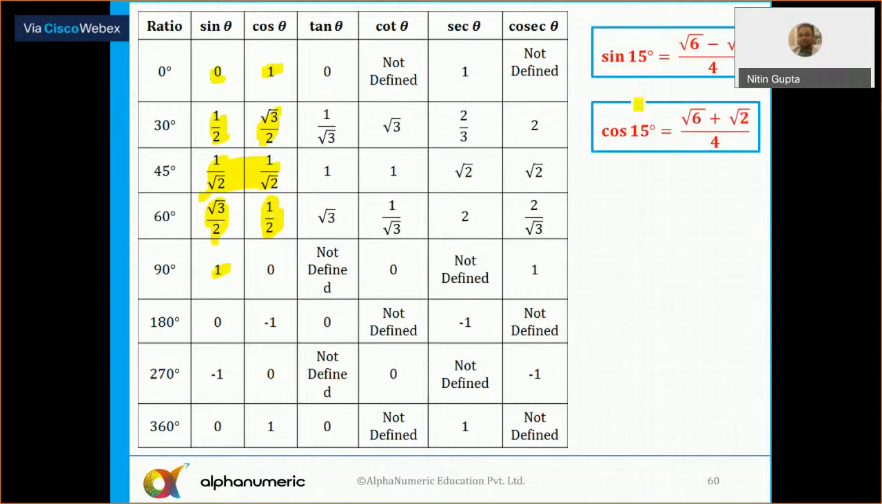Also, in case it is needed, the value of sine 15 is always equal to root 6 minus root 2 upon 4, and cos 15 degree is equal to root 6 plus root 2 upon 4. All right. Sine 15 and cos 15. And tan 15 is the reciprocal of these two, that is 2 minus root 3. So just remember the sine and cos, then tan can be found out easily by taking the reciprocal.